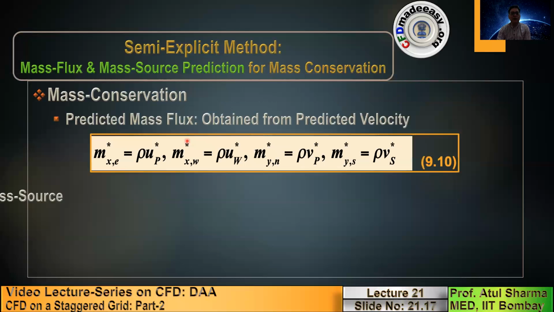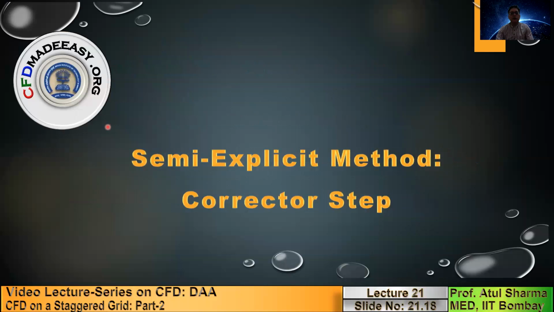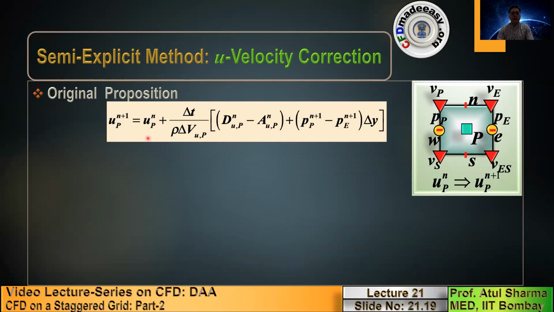But when you go to mass conservation, it is considered as implicit. So the predicted values, not the previous time values, of the mass fluxes are used to calculate the mass source. The new predicted mass outflux is used to calculate the predicted mass source. So this is the expression. In the previous slide, I had shown you the velocity prediction. In this slide, I'm showing you the prediction of mass fluxes. So after predicting u star, v star, and mx star, my star, we go to a corrector step.